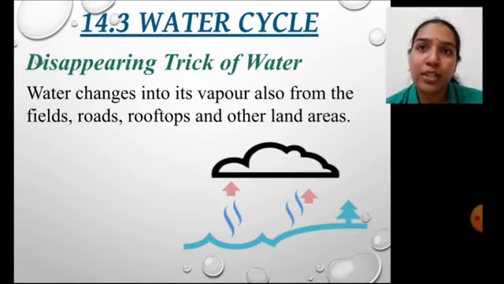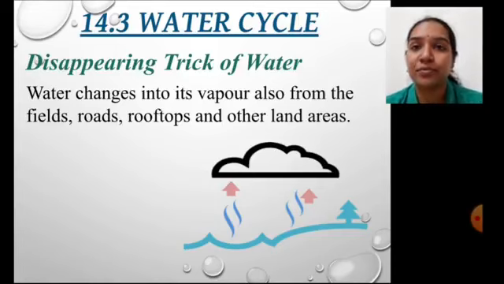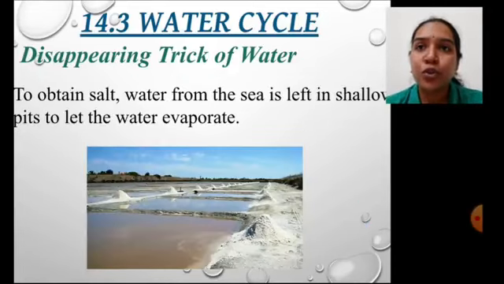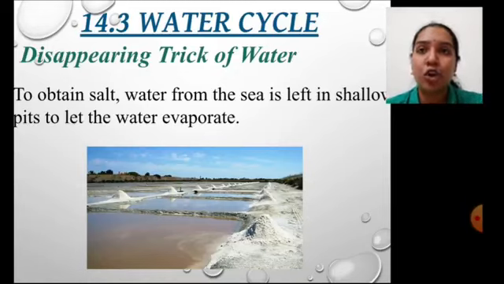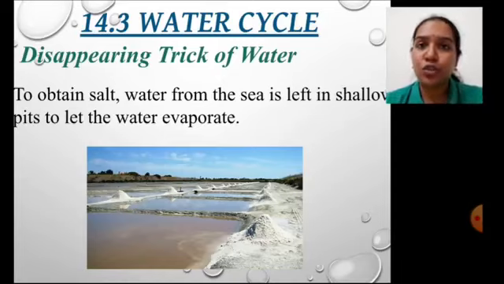Not only is water evaporated from water bodies, but we also experience water changing its form into vapor from areas like fields, roads, rooftops, and other land areas. You also know that to obtain salt, water from the sea is left in shallow pits to let the water evaporate and leave the salt behind, which is later used for commercial and other purposes.